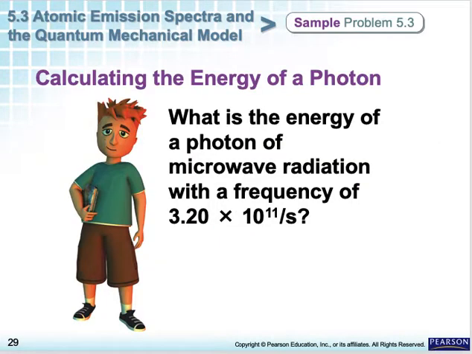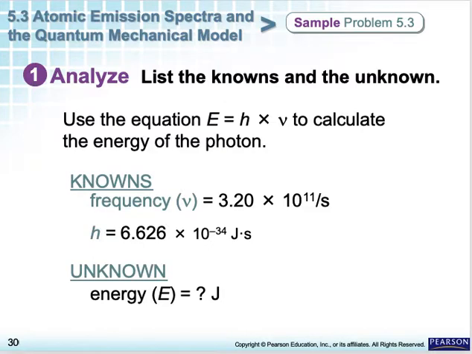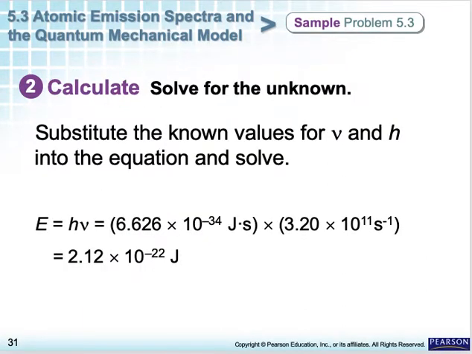So here's your next calculation. What is the energy of a photon of microwave radiation? You don't care, but you do need to know the frequency. And so it's 3.20 times 10 to the 11th seconds to the -1, or 1 over seconds, or hertz. So here are our unknowns: the energy is what we want, we have our frequency, and we know our Planck's constant. And so we can take the frequency times Planck's constant, and that will give us the energy of one photon.